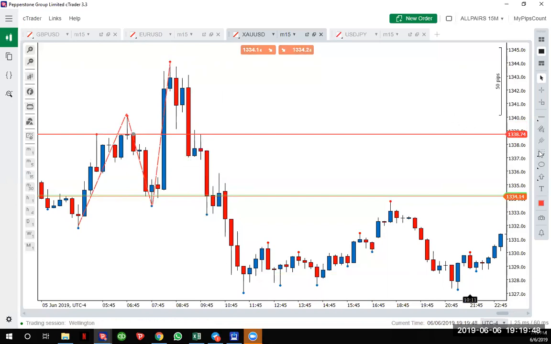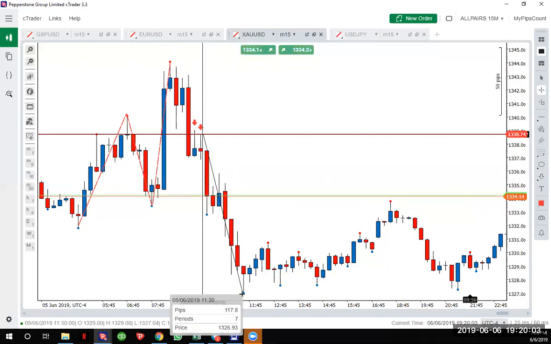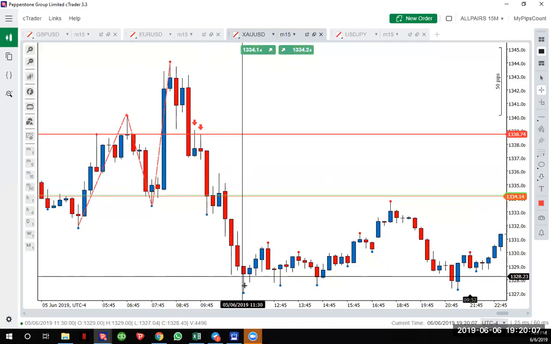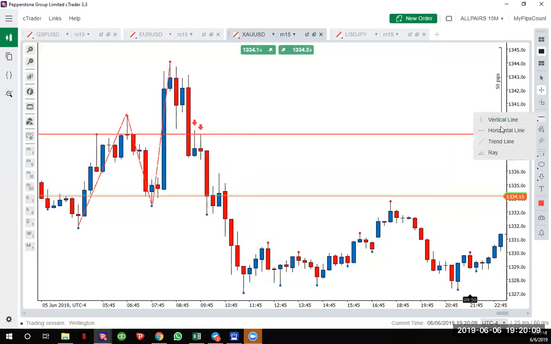Look at this close below and tell me, look at that. And then the market just dropped 117 pips. What more do you want? Trading the letter what? Letter M.